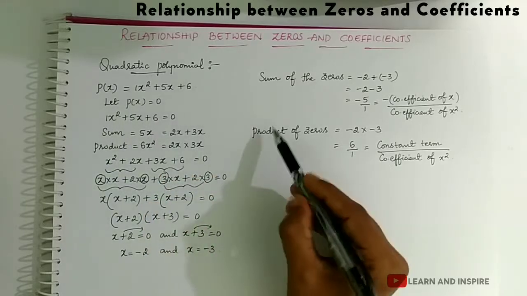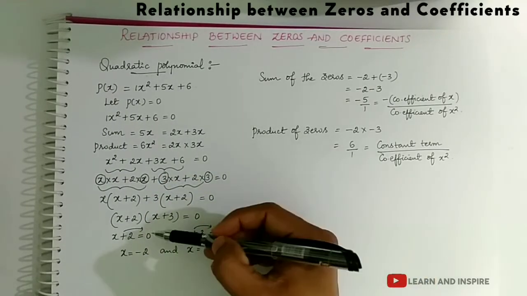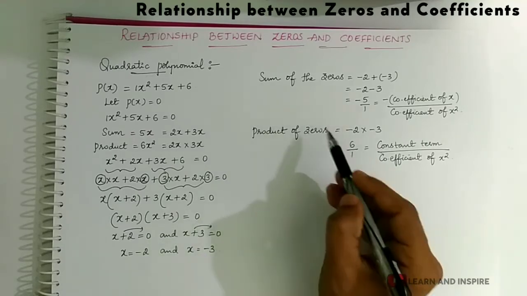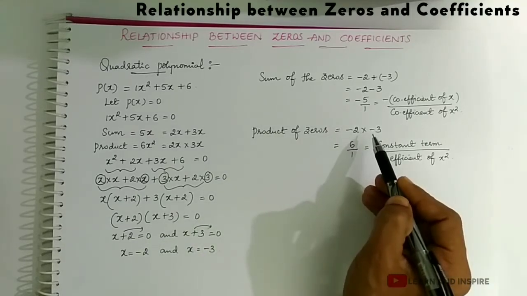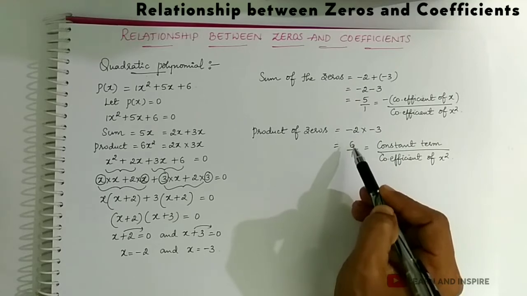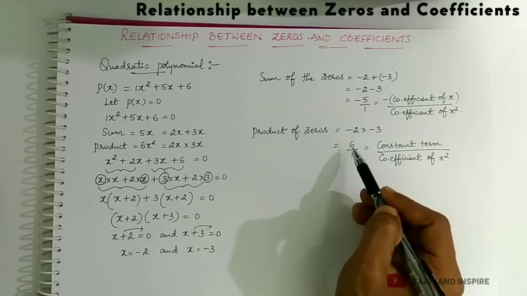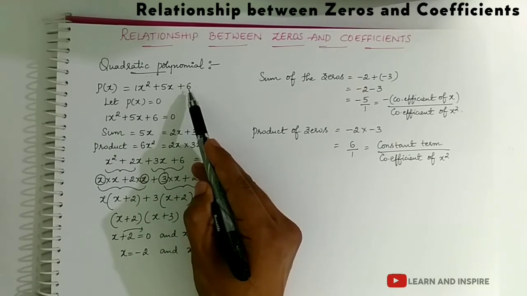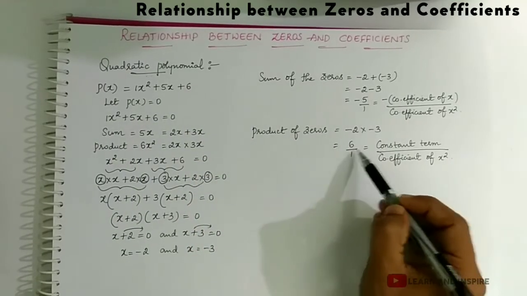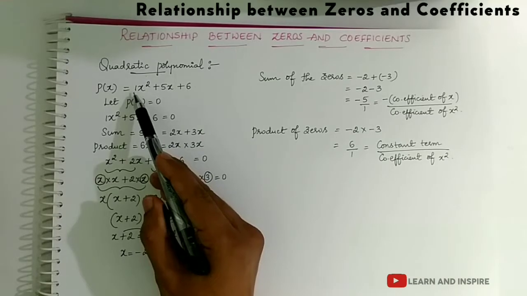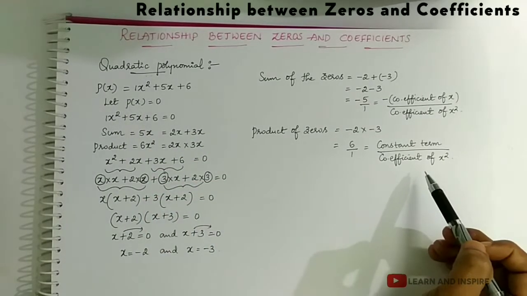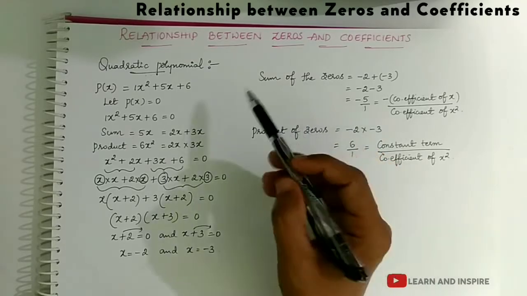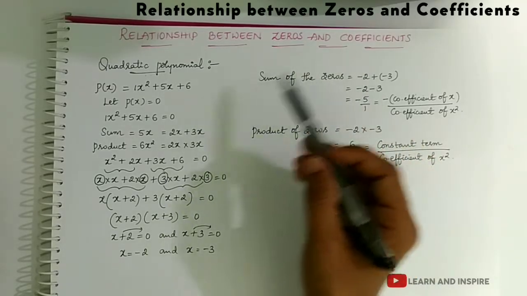Understood? Now the product of zeros, so I have to multiply the two zeros of the given polynomial, minus 2 into minus 3. Minus 2 into minus 3 is plus 6, minus into minus is plus, 6 by 1. 6 is nothing but the constant term of the given polynomial, divided by 1, the coefficient of x square. Understood? Now by taking the general form of a quadratic polynomial, we can relate the zeros and coefficients.